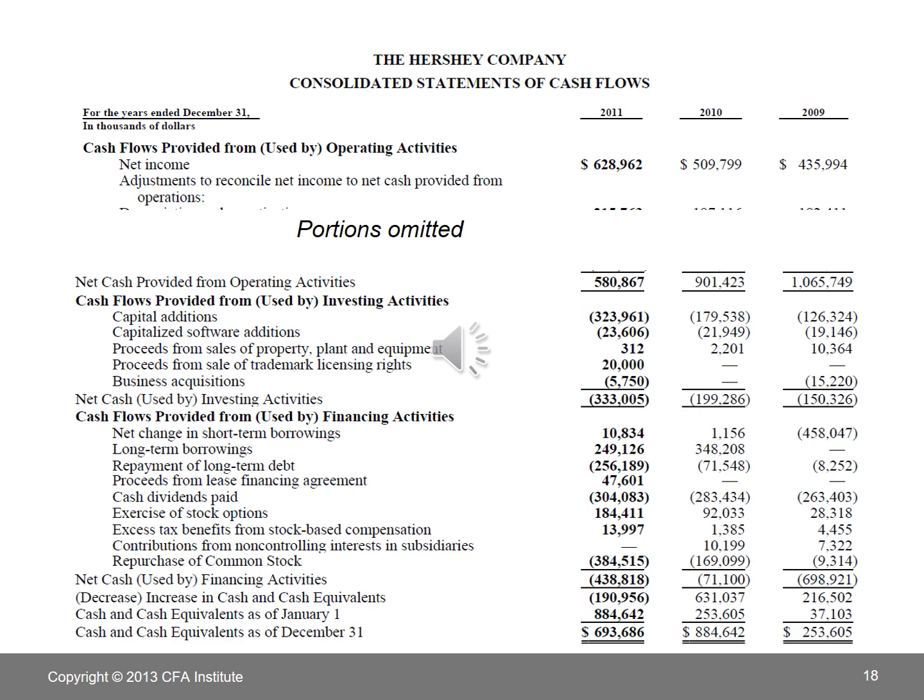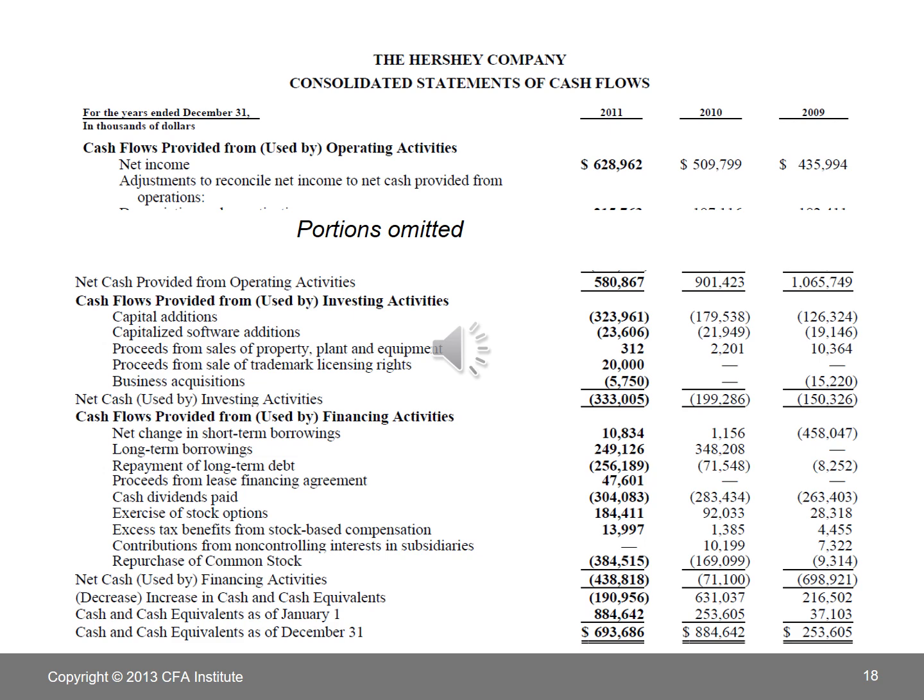In 2011, the company generated $580,867,000 from their operating activities. They used just over $333 million in investing activities, so mainly capital additions, and used more than $438 million in financing activities, so mainly for dividends and repurchase of common stocks.